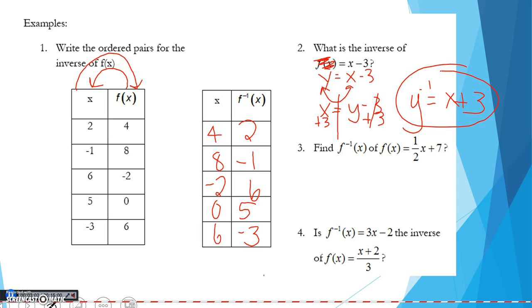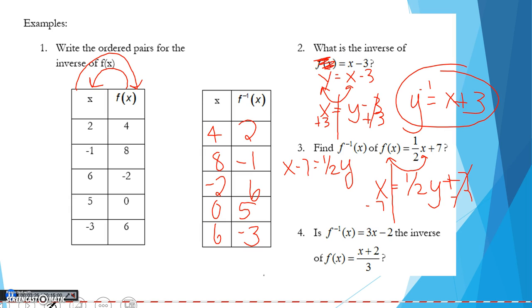Number 3 says find f -1 of x of that function. You need to be able to recognize that's asking for the inverse. So I'm going to just switch the x and the y again. So it's going to be x equals 1/2 y plus 7. Notice the 1/2 does not come with the x. So I'm going to solve this by subtracting 7 first. So now, x minus 7 equals 1/2 y.